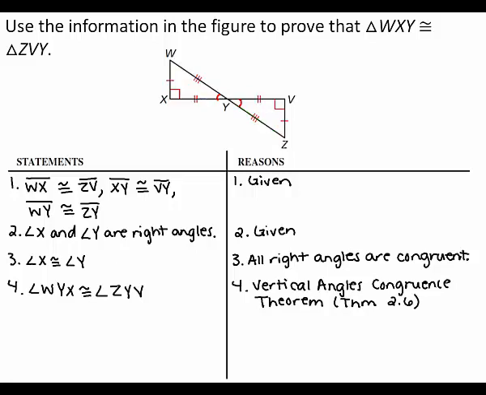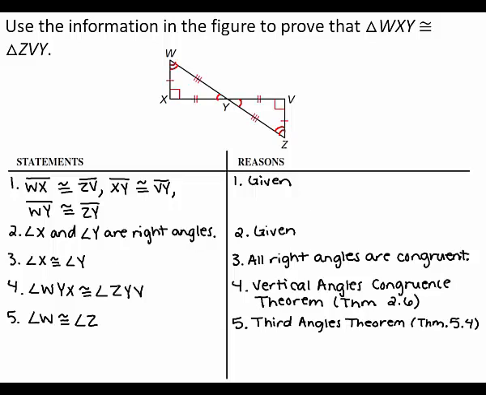Next, because two angles of triangle WXY are congruent to two angles of triangle ZVY, you can use the third angles theorem to state that the third angles W and Z are congruent.